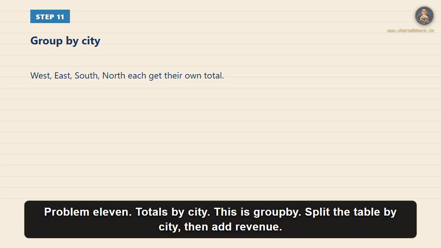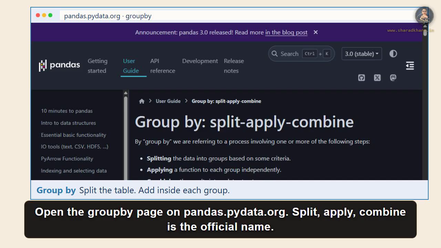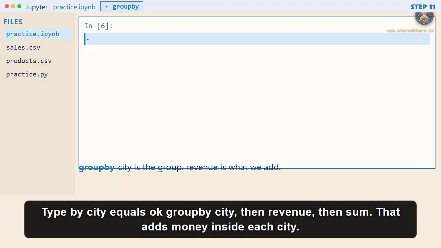Problem 11. Totals by city. This is groupby. Split the table by city, then add revenue. Open the groupby page on pandas.pydata.org. Split, apply, combine is the official name. Type by city equals ok groupby city, then revenue, then sum. That adds money inside each city.